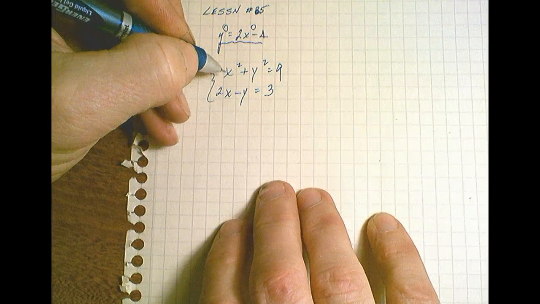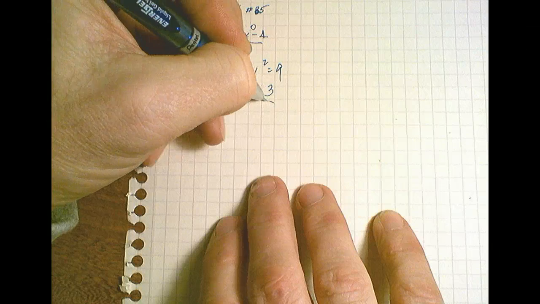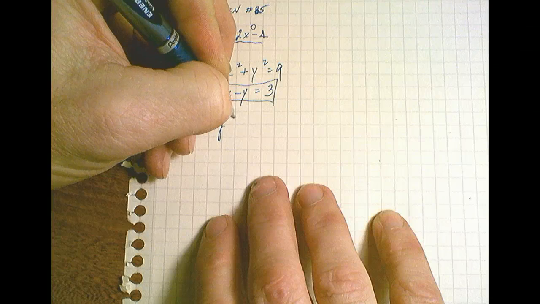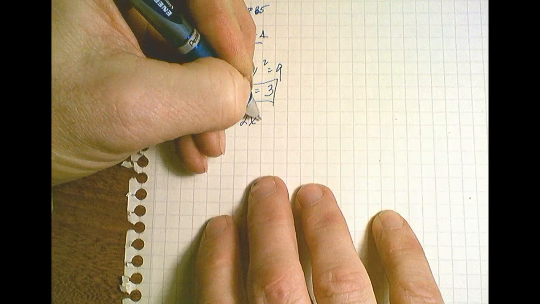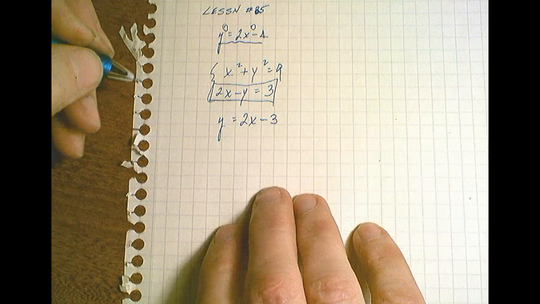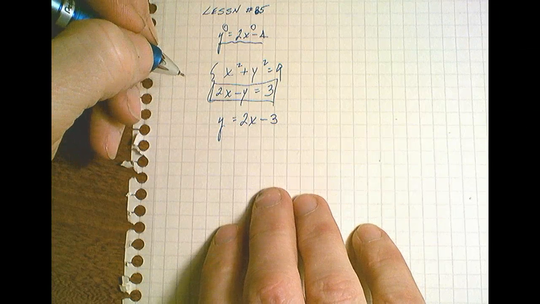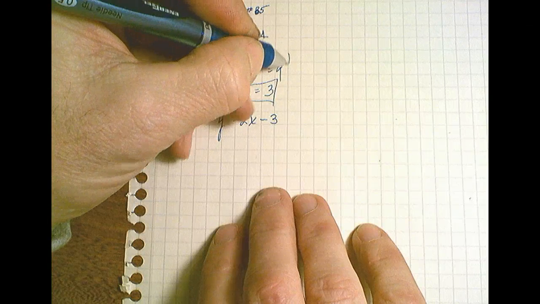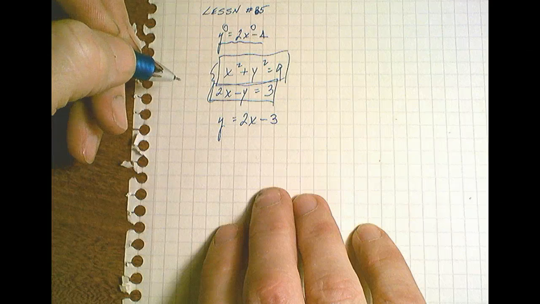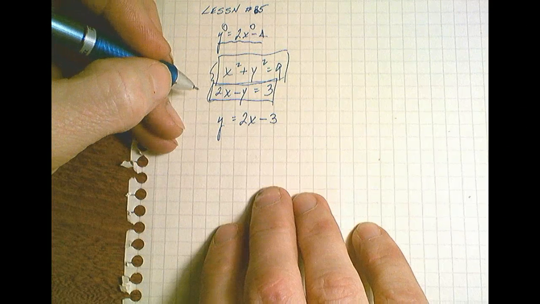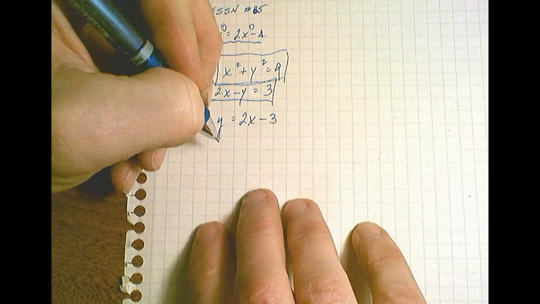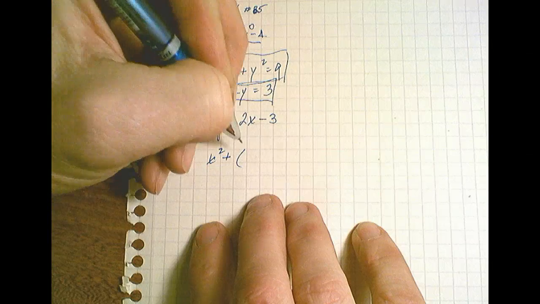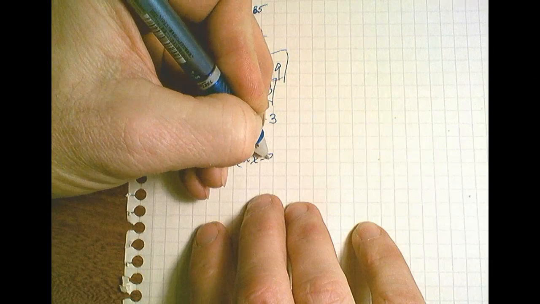substitution here. So what we're going to do is solve for y here. So we end up with y equals 2x minus 3. Now, whenever we see that we have a y in this top equation right here, we're going to substitute 2x minus 3 into that equation. So let's do that. x squared plus, now instead of y squared, we're going to put 2x minus 3.